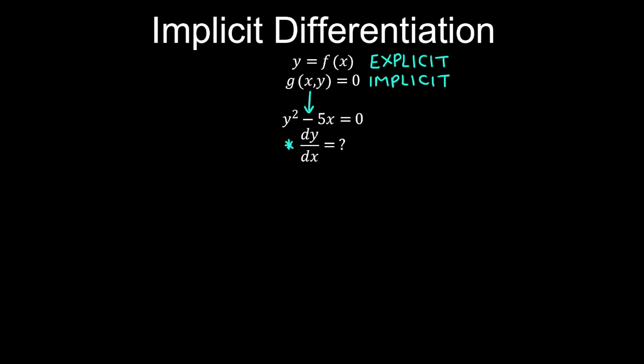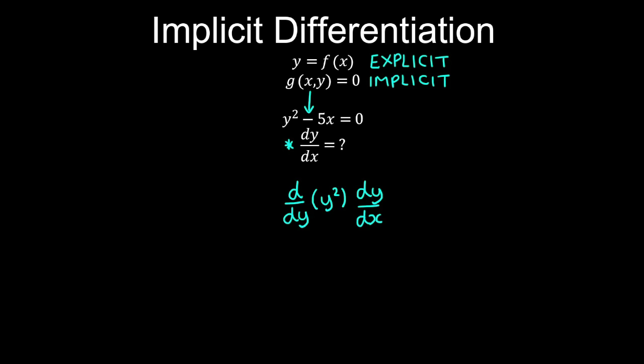to x. So for the y terms, we differentiate those using the chain rule. So differentiate with respect to y first, and multiply that by dy/dx. And for the x terms, we can just differentiate them directly.